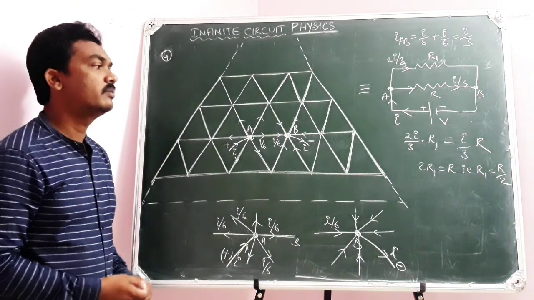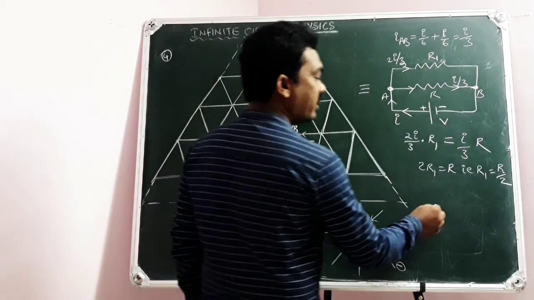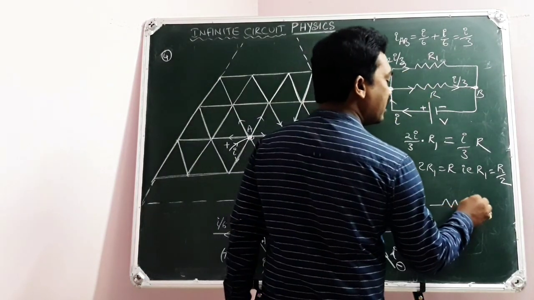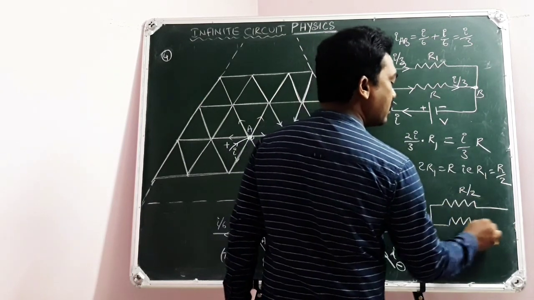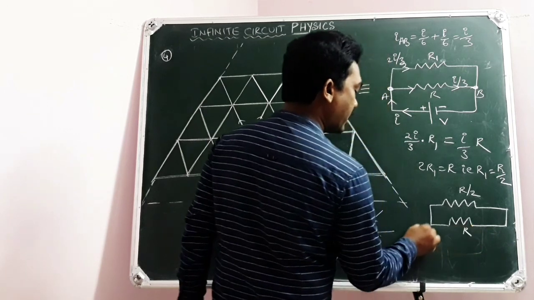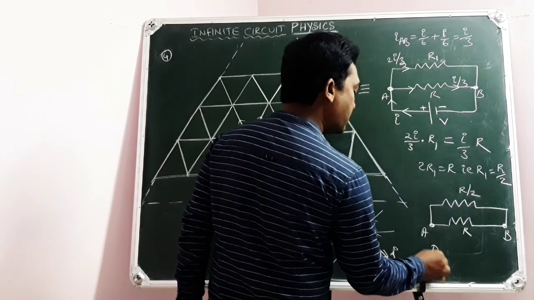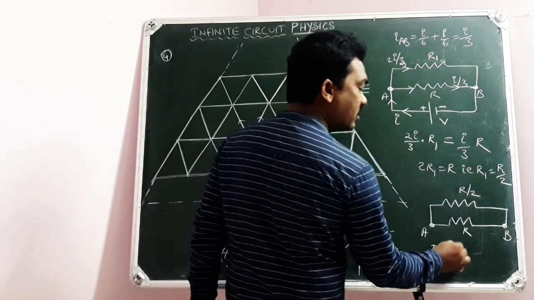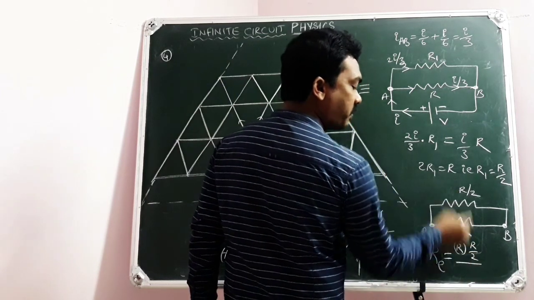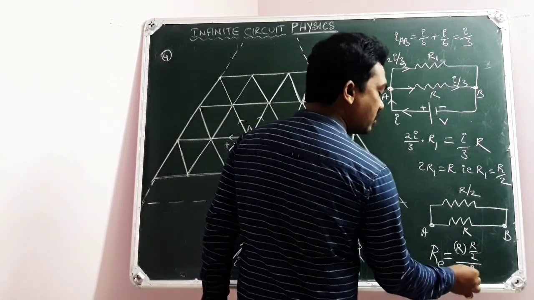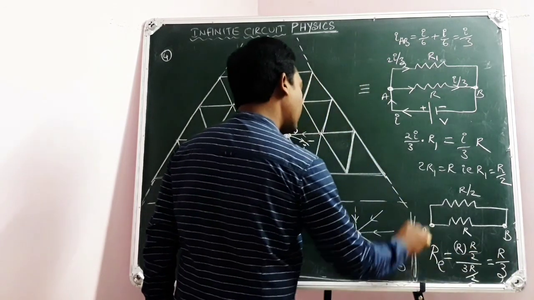That's the point. Now these two will be in parallel. That means your equivalent circuit is going to be R by 2 and R in parallel across AB. So the equivalent resistance across AB equals R1 into R2 by R1 plus R2. R plus R by 2 is 3R by 2. So the R by 2 gets cancelled. Finally, your answer is R by 3. That's it.